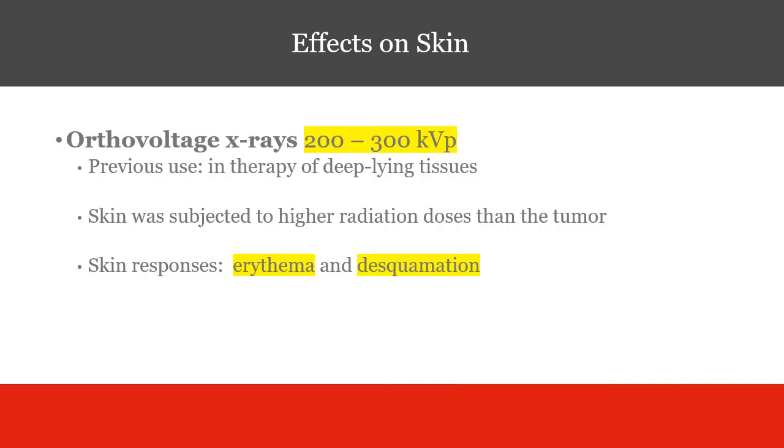And as far as effects in the skin, we have seen these happen with orthovoltage X-rays. Orthovoltage X-rays are those ranging from 200 to 300 kVp. Previously, they were used in therapy of deep-lying tissues. The unfortunate thing is it was used in radiation therapy where the skin received higher radiation doses than the tumor did. The skin responses in those patients were erythema and desquamation. Desquamation is ulceration and shedding of the skin, kind of like shedding like a snake.